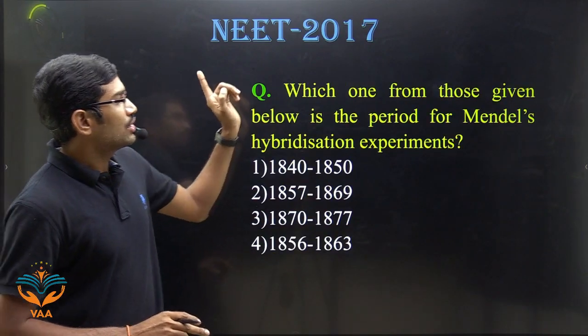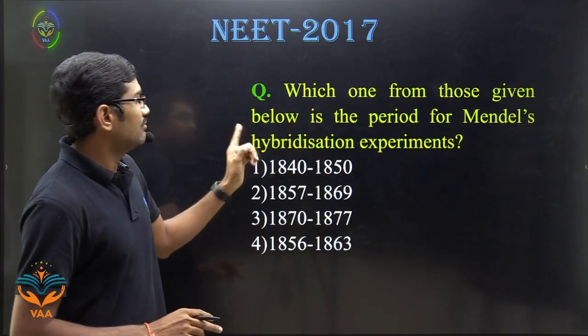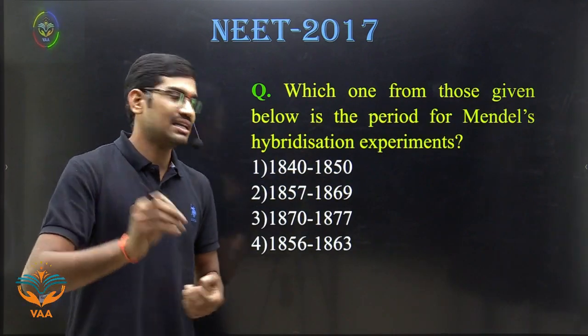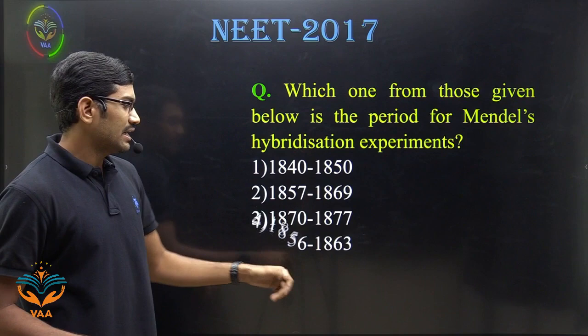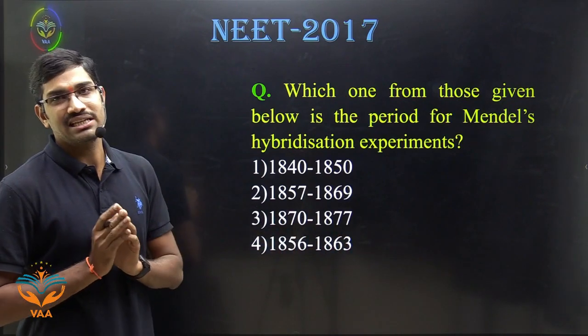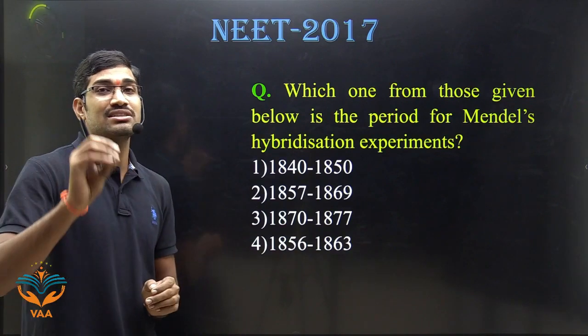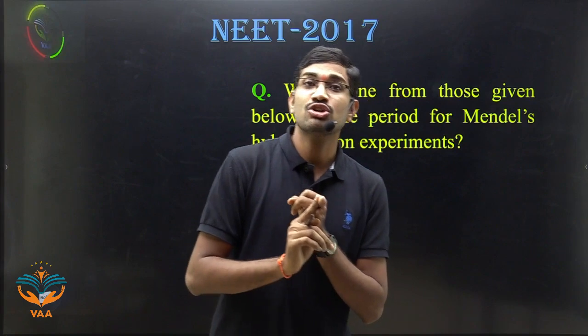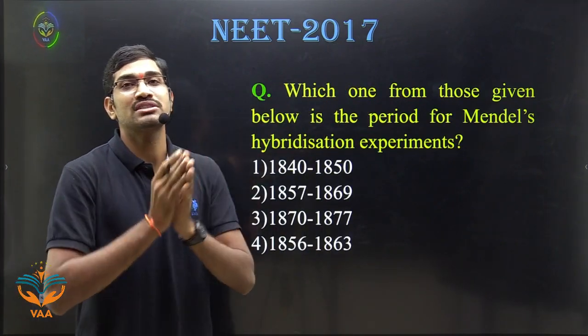Okay. Next one. Which one from these given below is the period of Mendel's hybridization experiments? In the NCERT, this duration was clearly mentioned. It is from 1856 to 1863. So it is a direct NCERT point. That is the reason why you have to remember years and the names of the scientists also, at least those which were mentioned in NCERT.